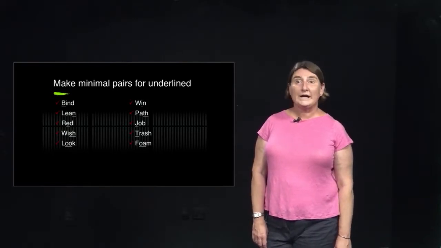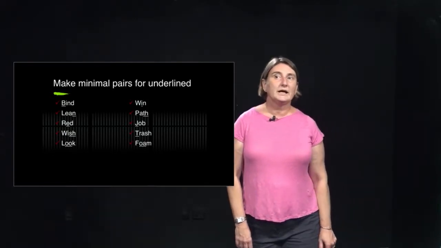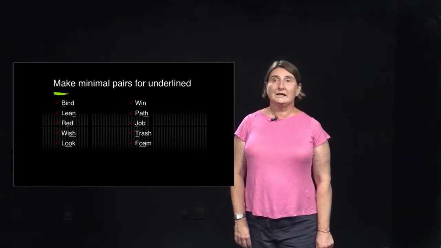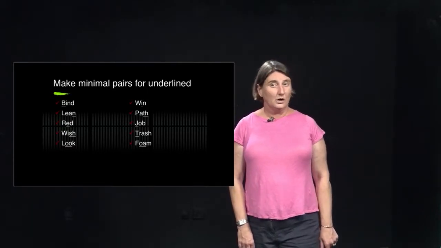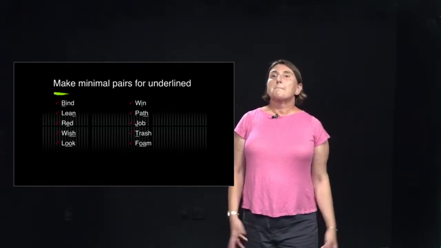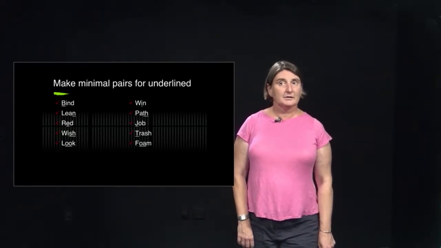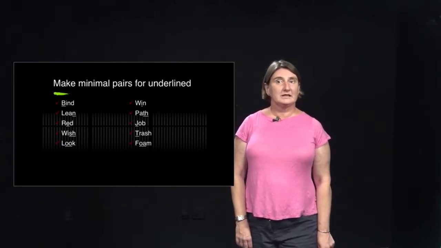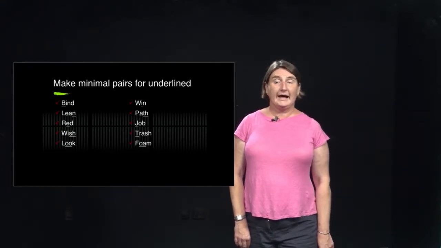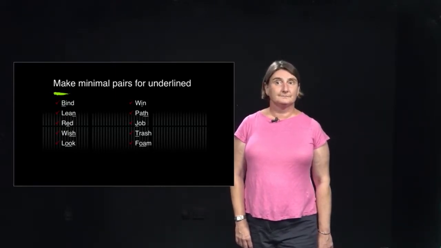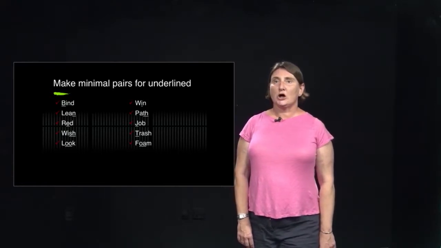Okay, next column we've got win. So we want to swap in another vowel. For win, how about wean, wane, wan? Yeah, quite a few there. Okay, for path, path. Swap out that TH, that theta sound. Pad, pap, pal, pan, pat. Okay, then we've got job.